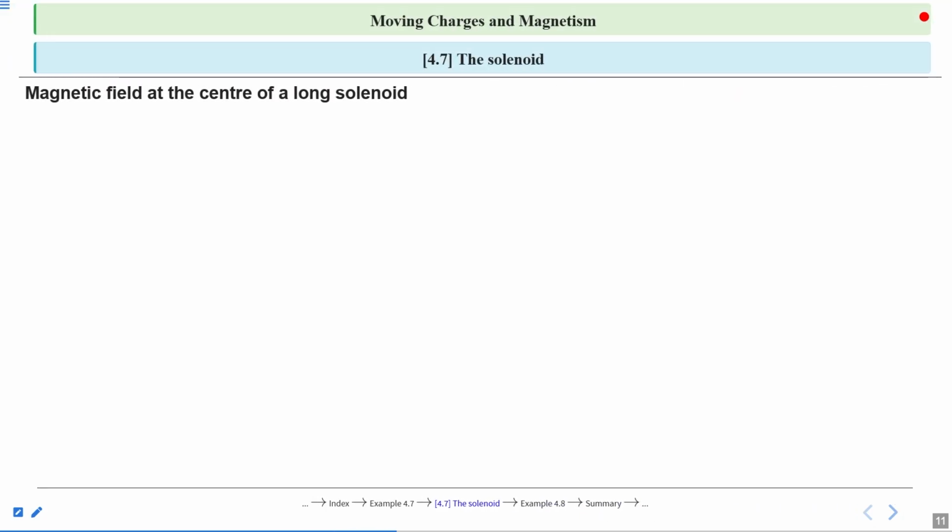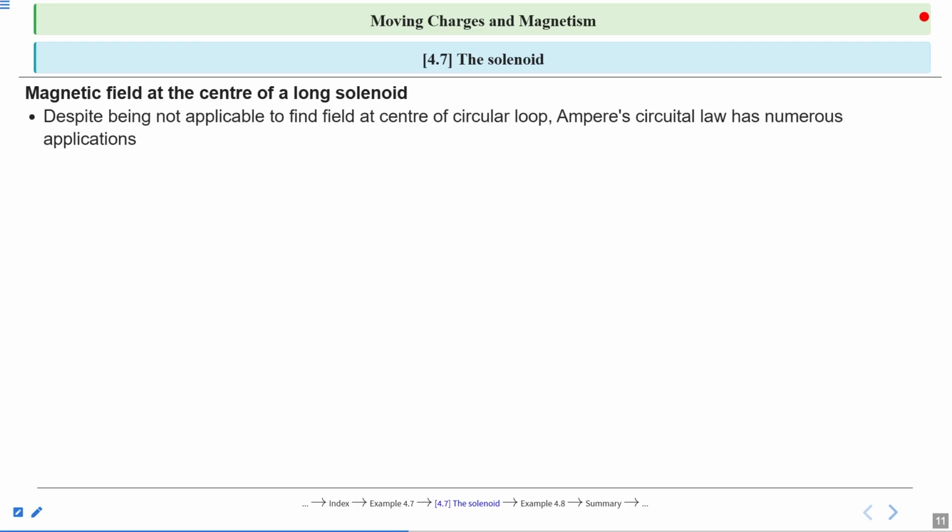Now, the next topic is the solenoid, or the magnetic field at the center of a long solenoid. This is an application of Ampere's circuital law. Despite not being applicable to find the field at the center of a circular loop, which is the limitation of Ampere's circuital law that we discussed yesterday, Ampere's law has numerous applications.